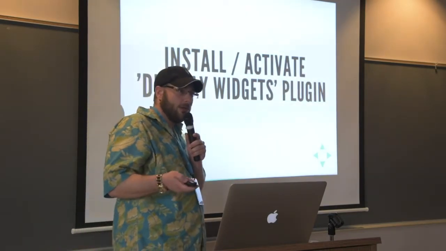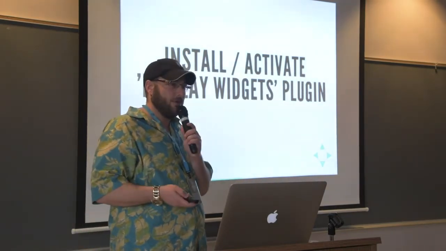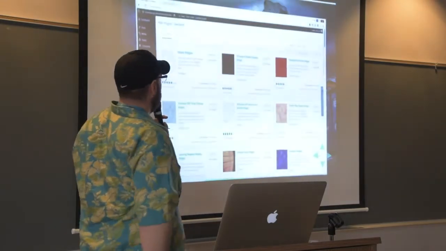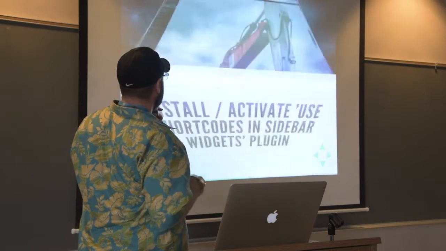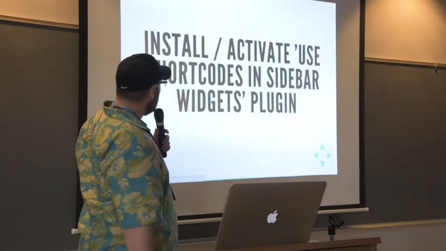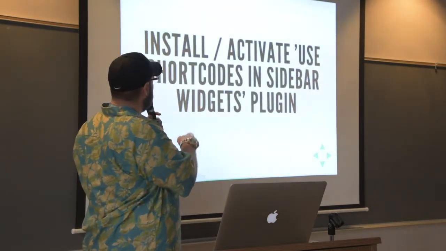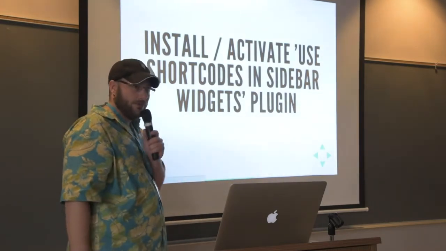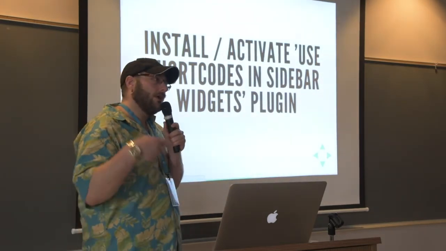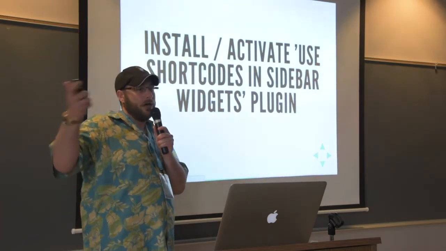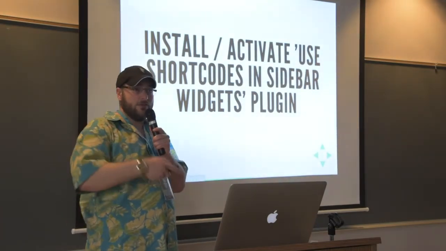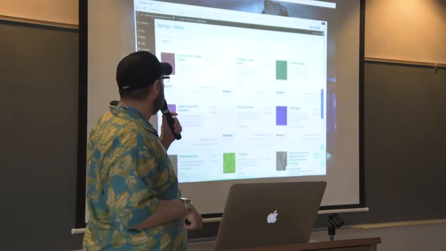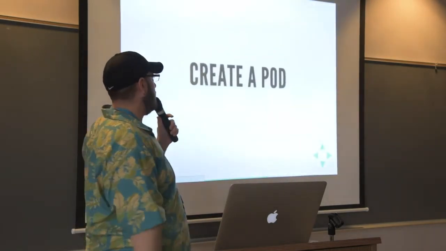Then I'm going to install and activate the display widgets plugin. Now this allows me to only display a particular widget on a particular page. And you'll understand why that's important in a second. So get that, install it, activate it. The next thing is installing and activating use shortcodes in sidebar widgets plugin. The reason I'm doing this is so that I can then implement my Pods data into my widget. And so again, download, activate.